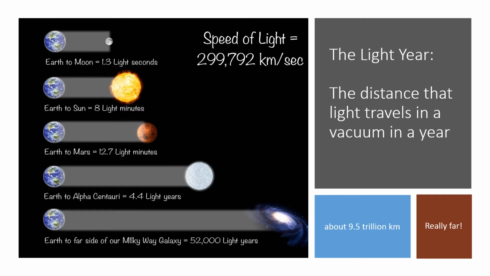So if you look at the graphic on the left, the second from the bottom, you see Earth to Alpha Centauri, which says 4.4 light years on this graphic. Compare that to the Earth and the Sun, which is only 8 light minutes. So what that means is that the light from the Sun takes about 8 minutes to reach us here on Earth. Now compare that to the bottom of that graphic. Earth to the far side of the Milky Way galaxy is 52,000 light years. So you could take your calculator and multiply that by 9.5 trillion kilometers and get a distance in a more traditional unit. But again, that's such a large number, it's very difficult for us to conceptualize. The light year helps us greatly in understanding these distances.